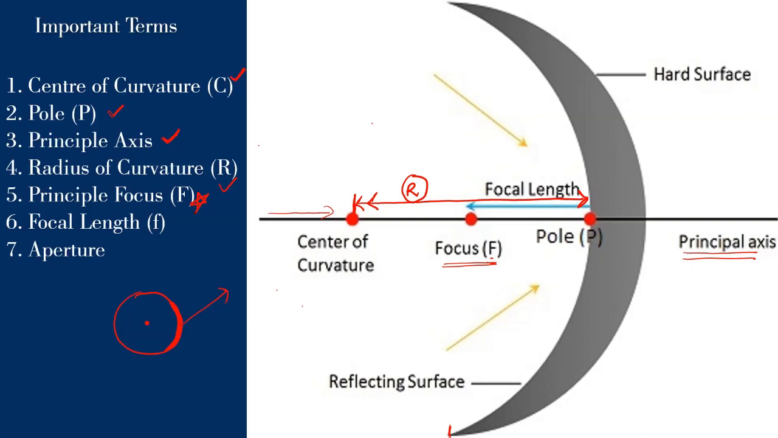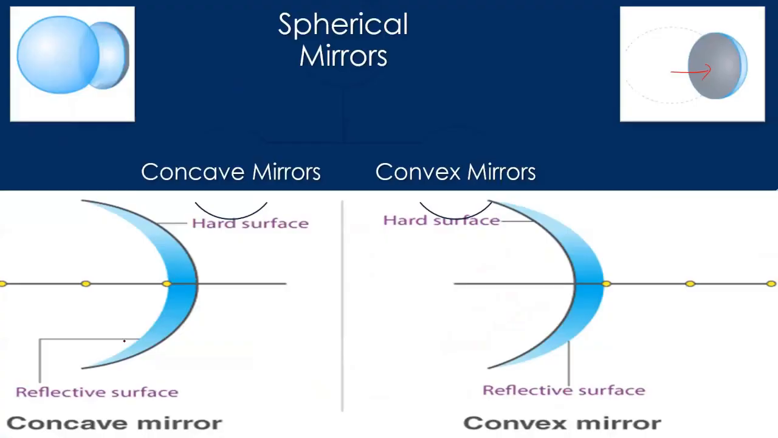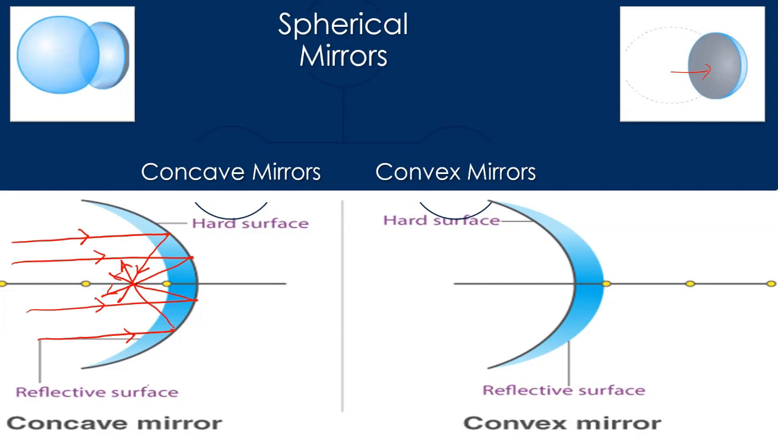Understood? For example, I have this concave mirror. Now parallel rays are touching this concave mirror on its reflecting surface. Rays will get reflected back, like this. If you observe, they get converged at a point. This converged point is called the focus, or principal focus, denoted by capital F.